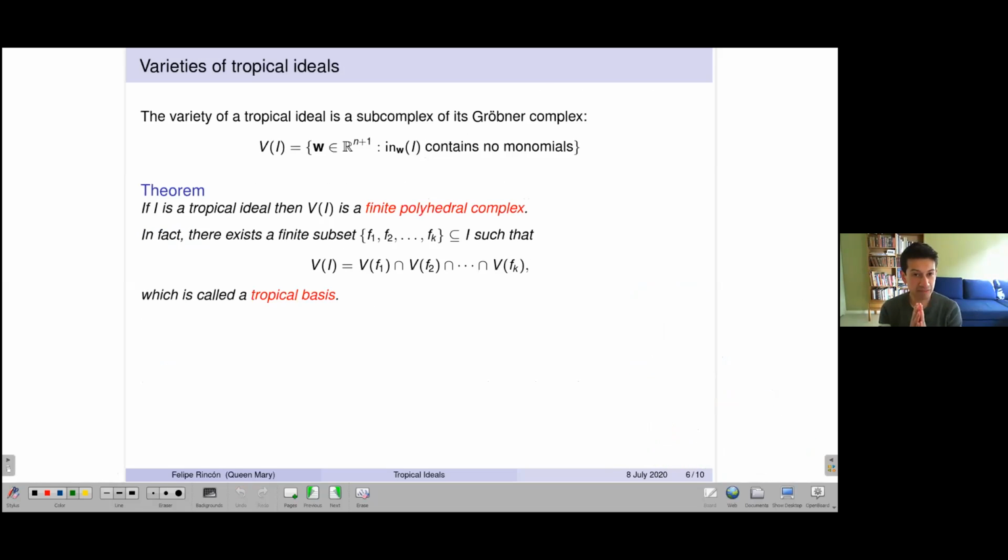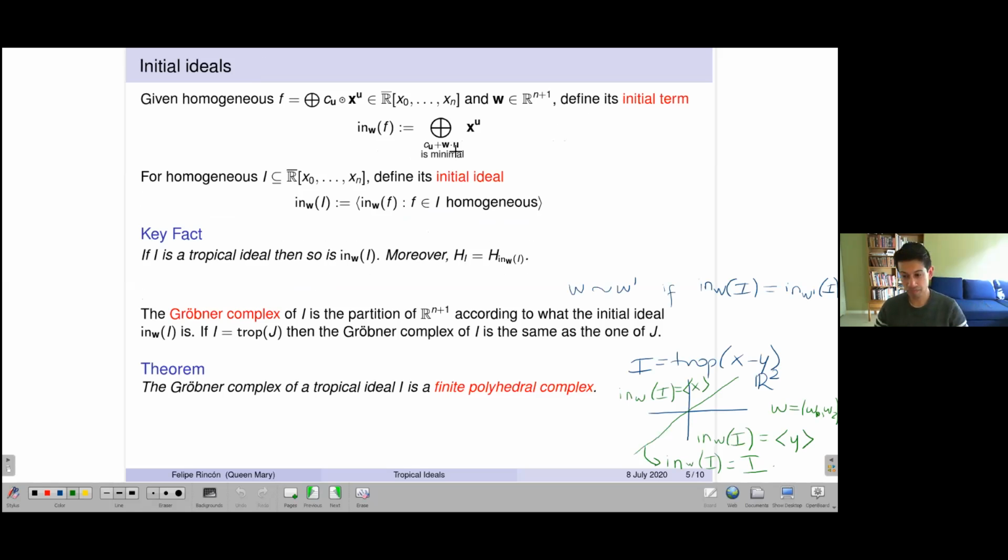Good. So, varieties of tropical ideals. We discussed that the variety of a tropical ideal is a subcomplex of its Grobner complex. In the example we just drew before, let me go back one slide. The tropical variety for this ideal is actually just this line where the minimum is attained twice, where the initial ideal has no monomials. You discard this one because here the initial ideal has the monomial x. You discard all this side because here the initial ideal contains the monomial y. But this part in the middle, the initial ideal has no monomials inside. It's generated by this binomial. So that qualifies as part of the tropical variety, the variety of this tropical ideal.